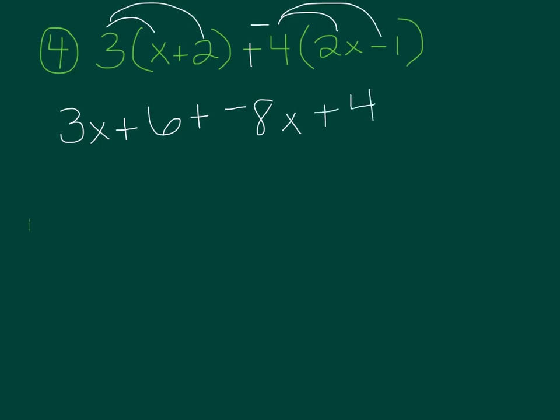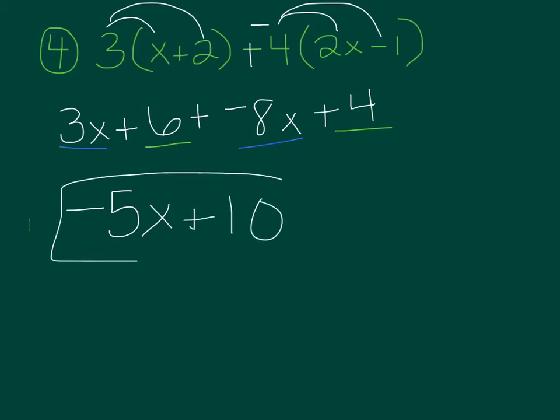Okay, now we're going to combine our like terms, so we look for our like terms. Well, 3x and negative 8x are going to be our like terms. They have the same variable and same exponent. So 3 plus negative 8 gives us negative 5x. All right, and then we also look for 6 and 4. They're both positive because they both have plus signs and they're not negative. So then we're just going to say plus 10.